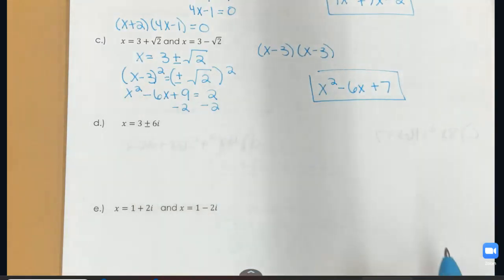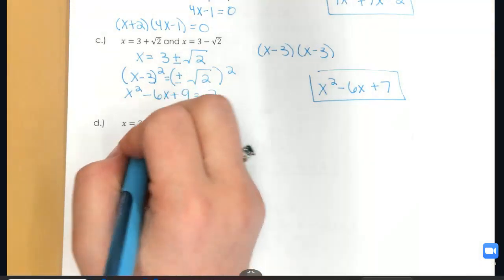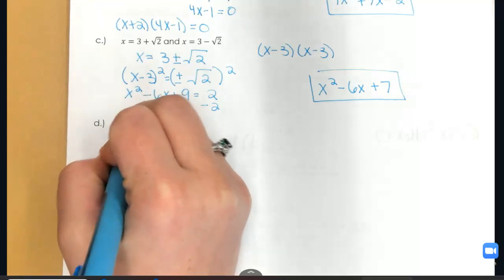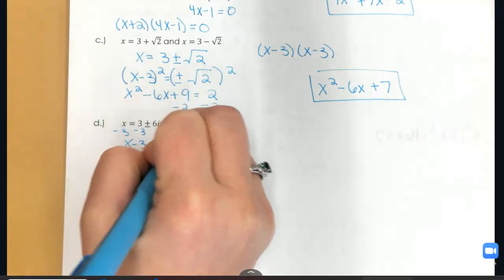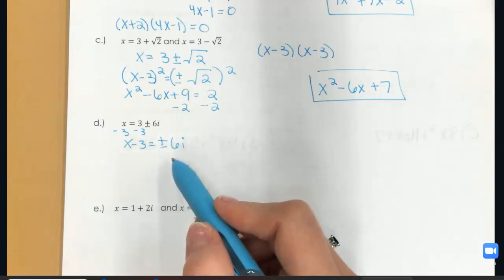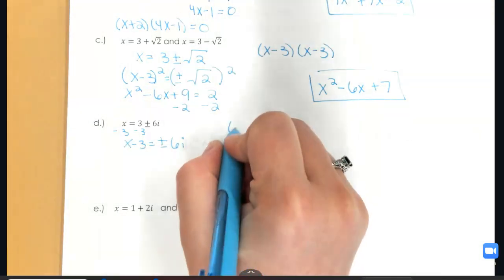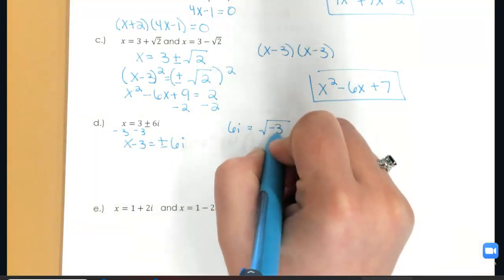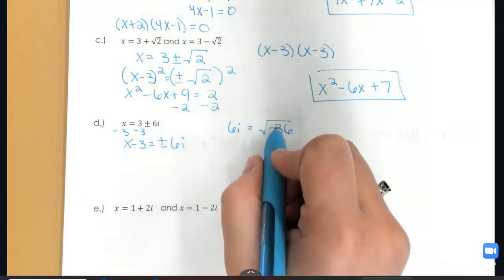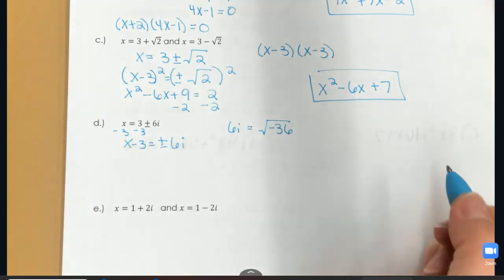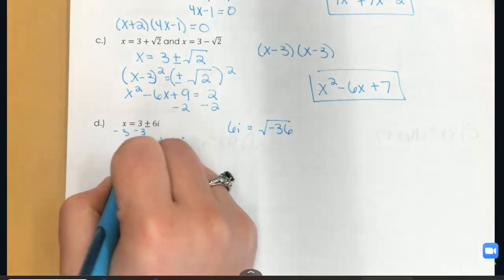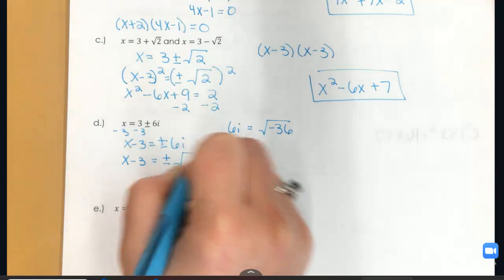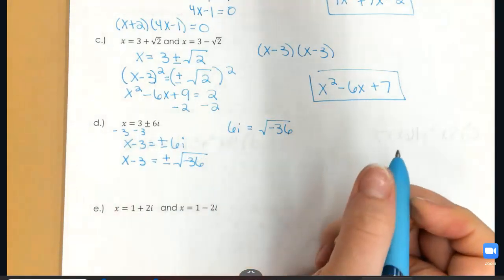We can also do this with imaginary solutions. So on D, this one's very similar to C. I'm going to start first by moving that 3 back over. And then I need to think about what does this plus or minus 6i mean? This is how we were representing our imaginary solution, but what did 6i really come from? Well, that came from the square root of negative 36. The i was because it was imaginary. The 6 was able to come out because 36 is a perfect square. So this means that x minus 3 is equal to plus or minus the square root of negative 36.